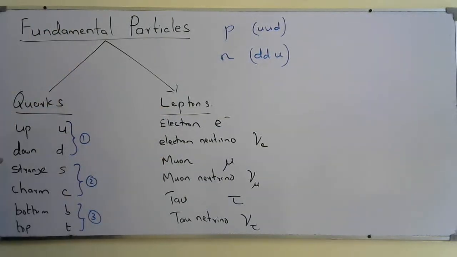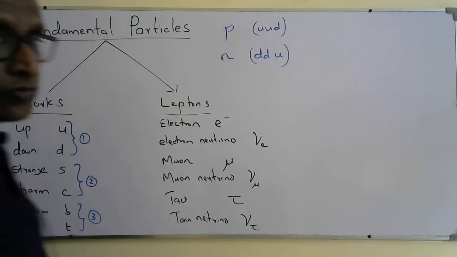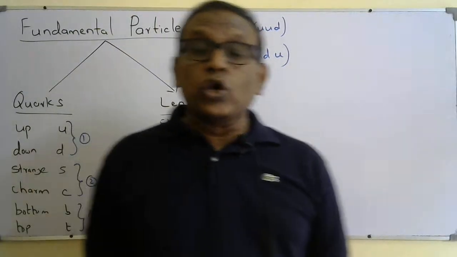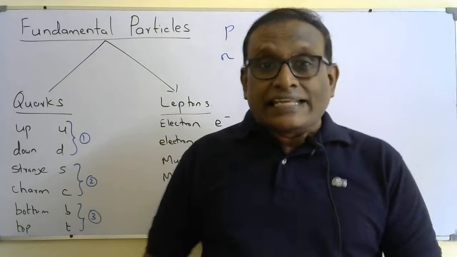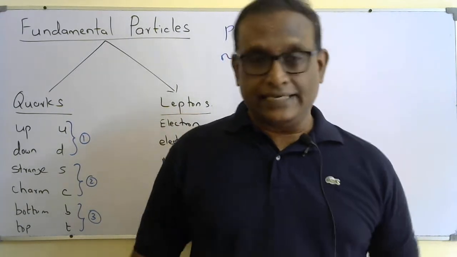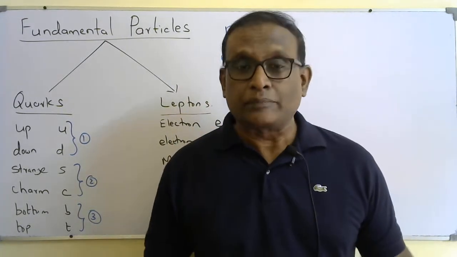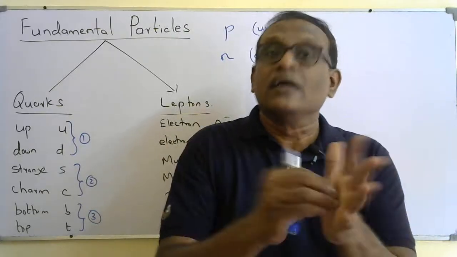So where can we find all these quarks: strange quark, charm quark, bottom quark, top quark? Where do they exist? Actually, they don't exist naturally. They are created during particle interactions or when an accelerated particle collides with a target.